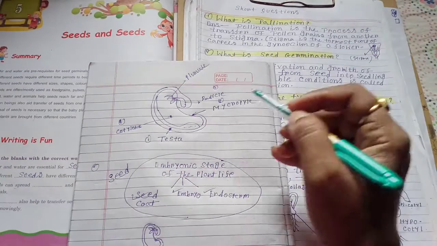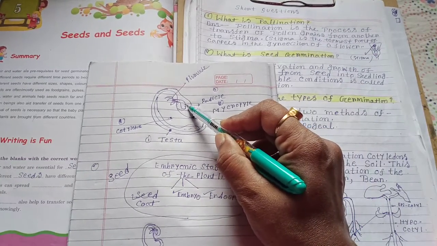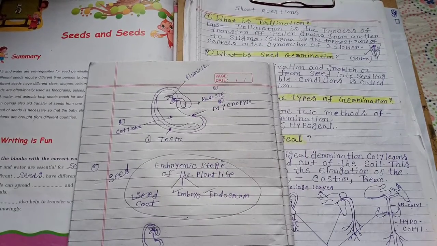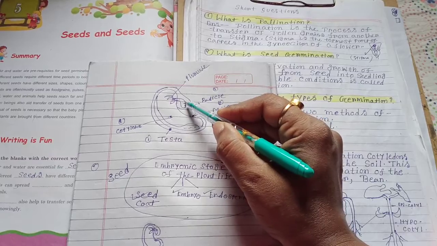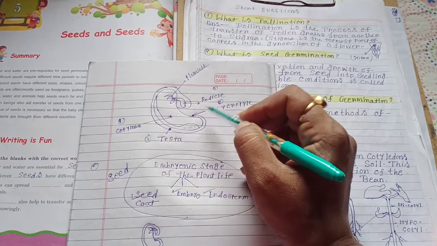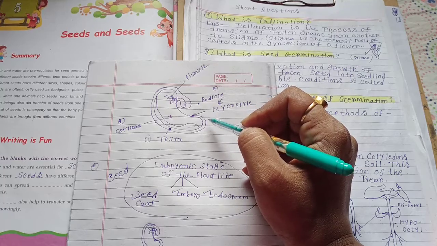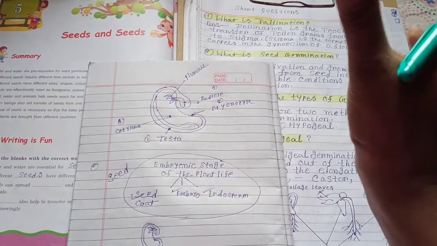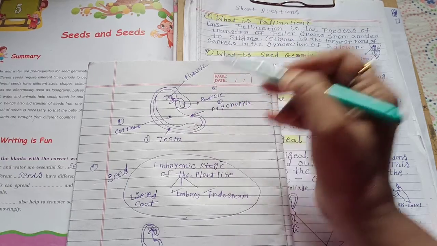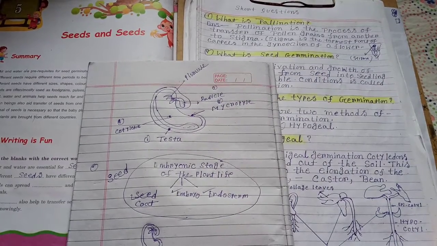Next I am going to discuss the radicle. This part is known as the radicle. So what is the radicle? This is the embryonic root, which will develop into the primary root of the plant, and it is usually the first part of the embryo to push its way out of the seed during germination.